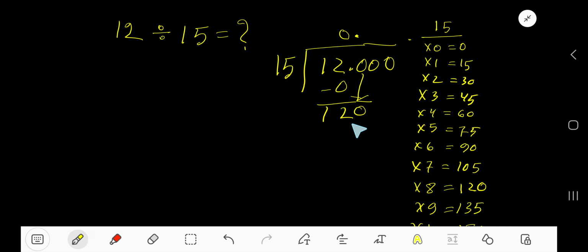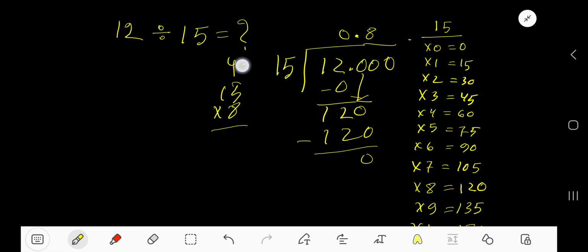15 goes into 120 how many times? 15 goes into 120 8 times. 8 times 15 gives you 120. Let me check 8 times 15. 8 times 5 is 40. Write 0, carry 4 to the next column. 8 times 1 is 8, 8 plus 4 is 12. So 120. Our answer is 0.8.